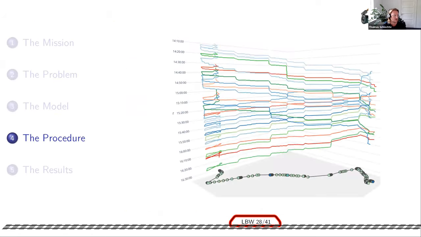And now I will give over to Torsten, who will explain how we solve these large scale models.